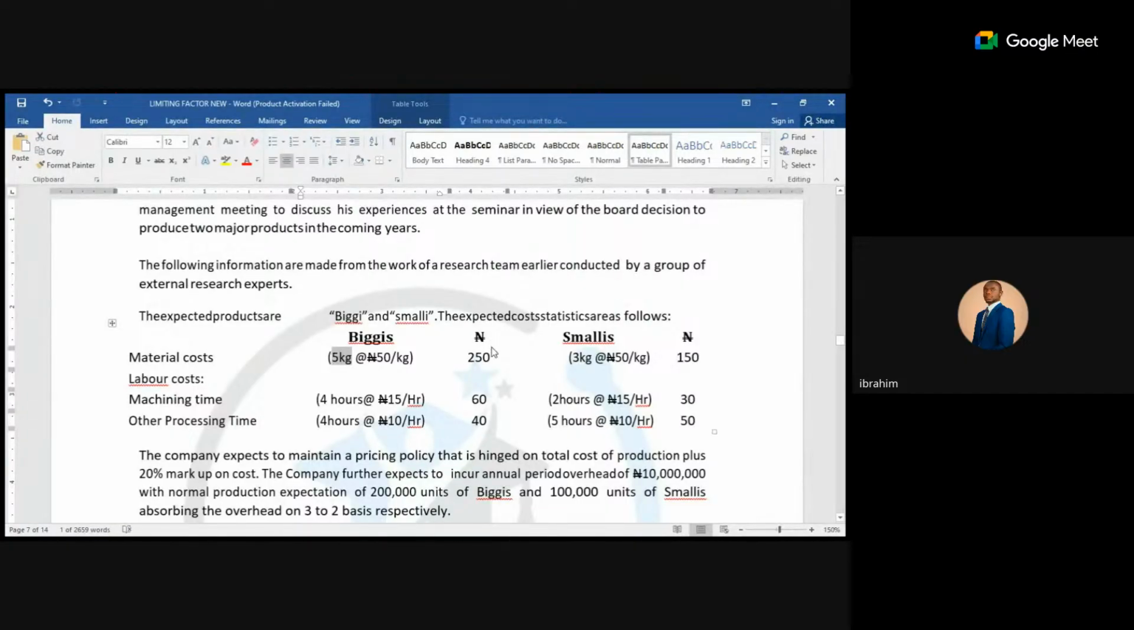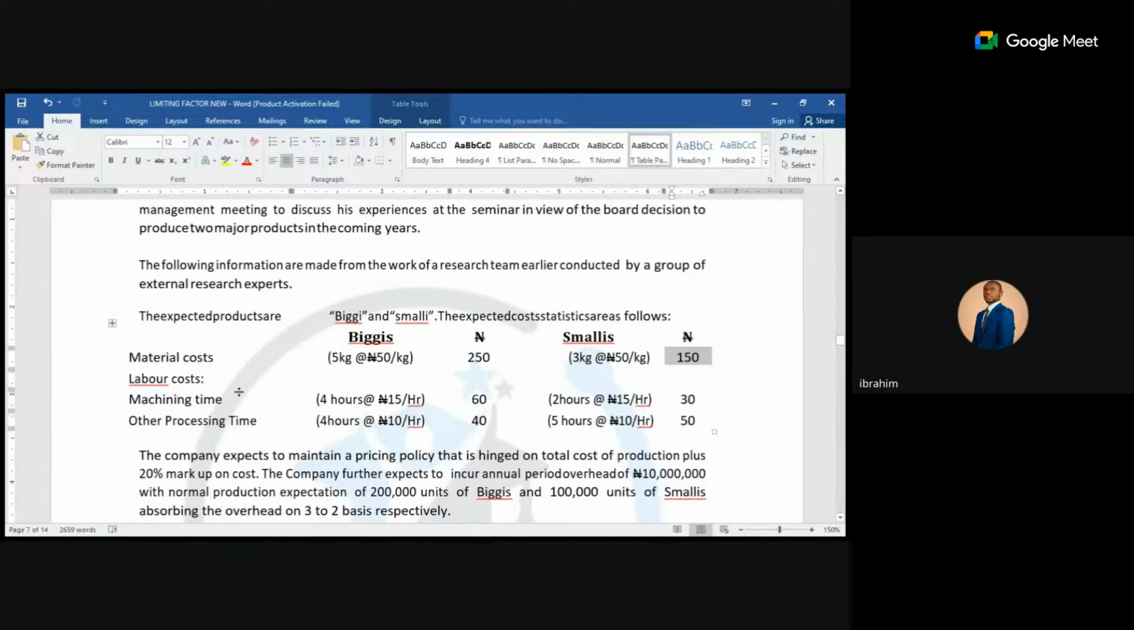And this is the material cost. 5 kg times this, we have 250 naira per unit. This is 250 naira per unit. This is the material cost of that. And this is the material cost for smallies.